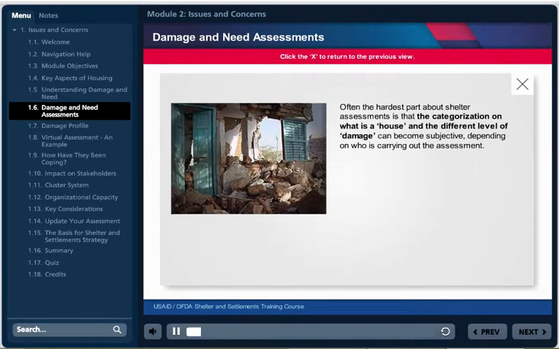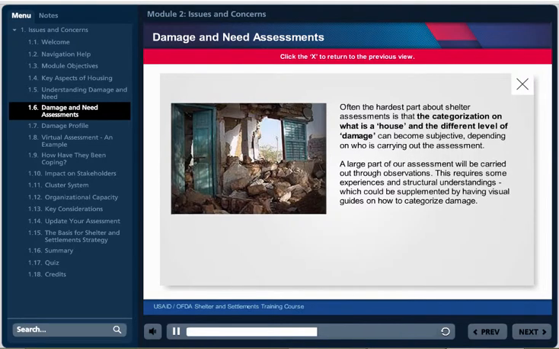Often the hardest part about shelter assessments is that the categorization on what is a house and the different level of damage can become subjective depending on who is carrying out the assessment. A large part of our assessment will be carried out through observations. This requires some experiences and structural understandings, which could be supplemented by having visual guides on how to categorize damage.